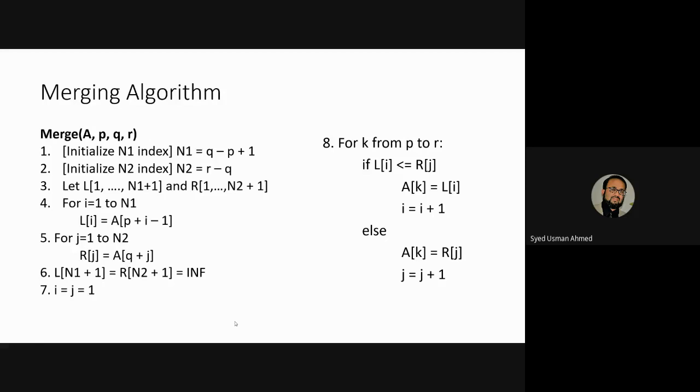Now, this merging algorithm itself cannot sort. It can only merge, right? The actual thing done by this merging procedure or merge sort is to break down. Merging is a part of divide and conquer type of activity, and merge sort is an example of a divide and conquer type of algorithm.